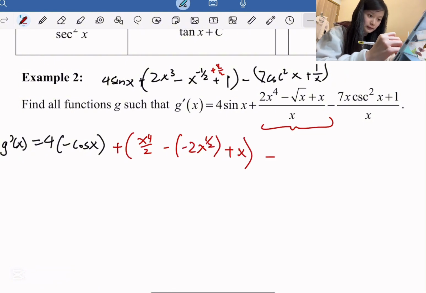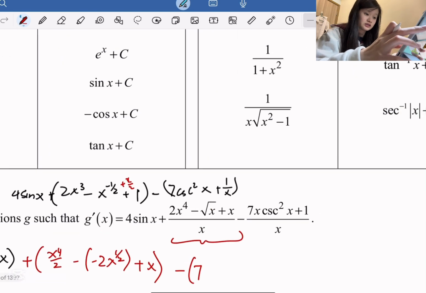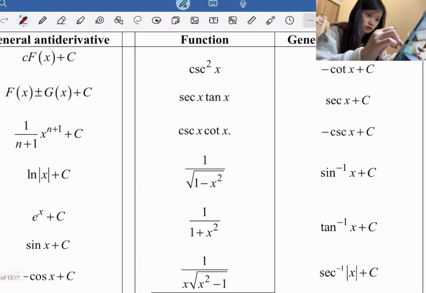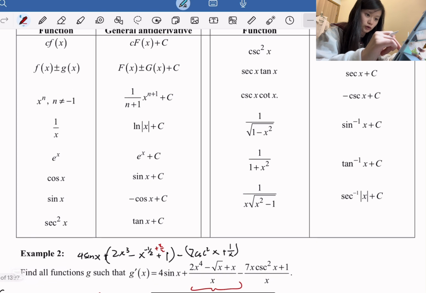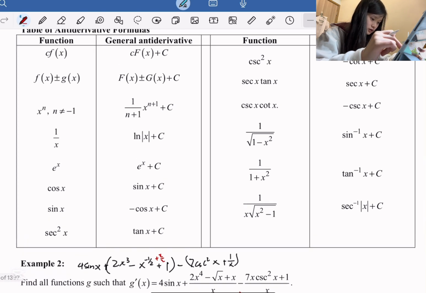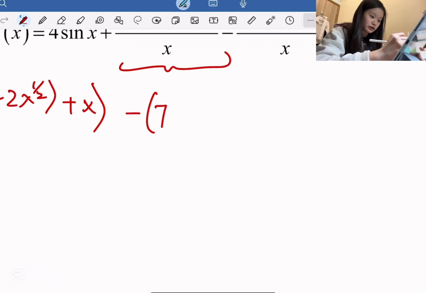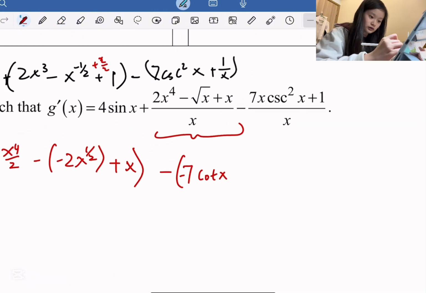plus x minus 7 times the antiderivative of cosecant squared x. I believe it's, let's see, what is negative cotangent x? Is it? No. Yes, no, maybe. Actually, I forgot all my derivatives. Yeah, I should be right. So negative cotangent x plus ln x. No, that's not right. That's the other way around.